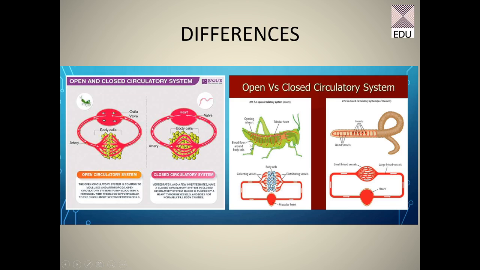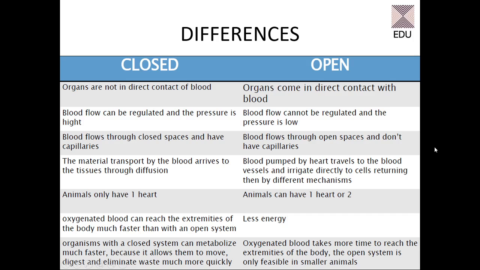Again, these diagrams are showing that there is no direct connection. The hemolymph is reaching the body cells directly, but here we have got the connections. So this is a closed system. This slide is giving you the differences between a closed and open type of circulatory system. We'll be taking all the points one by one.